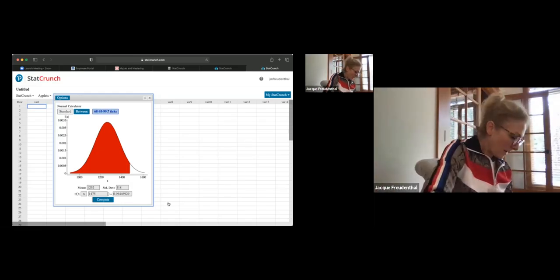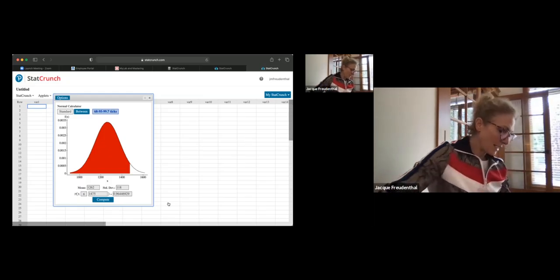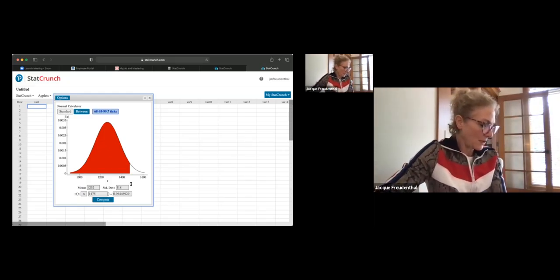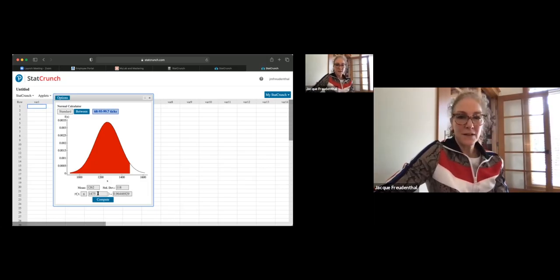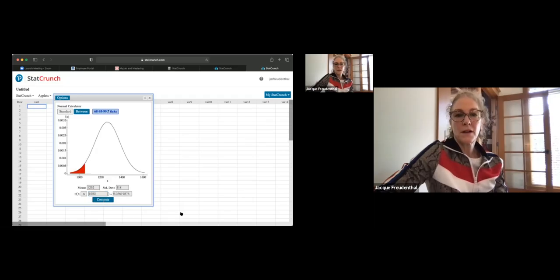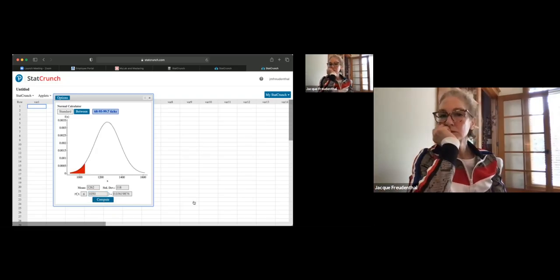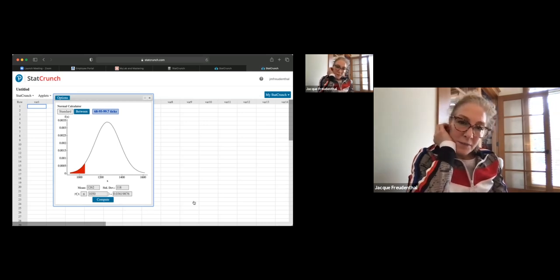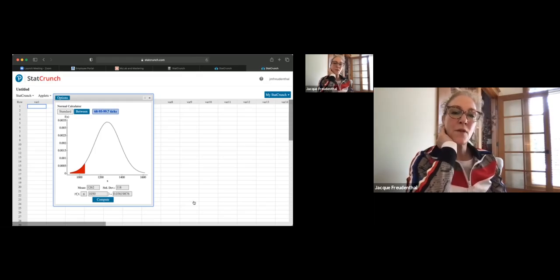Okay, and then part F, what is the percentile rank of an 18-ounce bag of Chips Ahoy that contains 1,050? So the percentile rank for 1,050, compute, and there we go. So the percentile rank here is 0.036. So I would probably round that up to 0.04, which would be the 4th percentile.